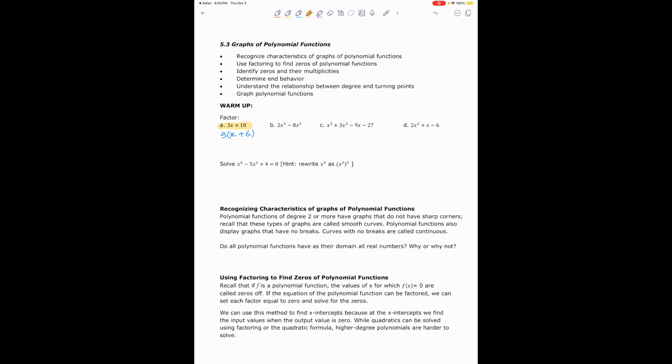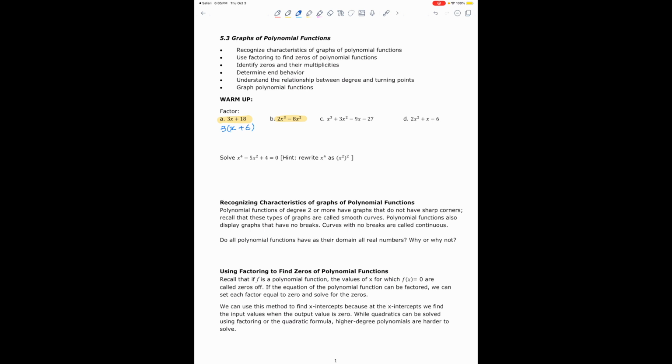The second expression, I noticed that I can pull 2, and I can also pull x squared out. So if I do that, I will end up with 2x cubed divided by 2x squared is just x, minus 8 divided by 2 is 4, x squared divided by x squared is 1. So that is the factored form for the second one.